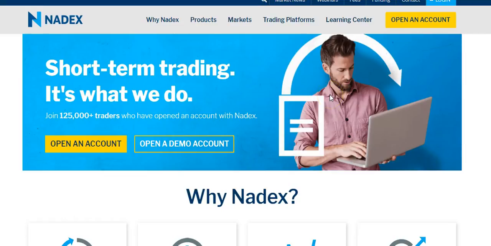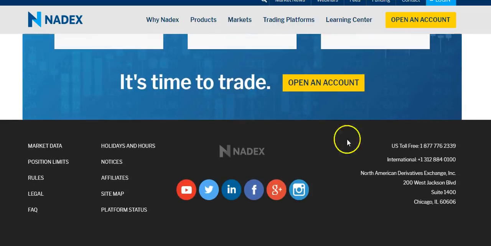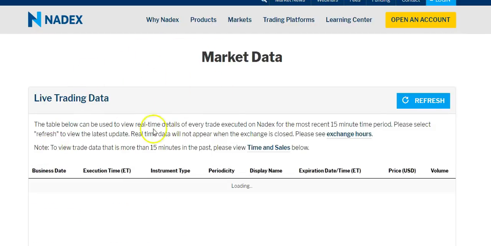In this video, I want to show you how to use the live market data that Nadex gives you for free to piggyback on some large volume traders here on Nadex. So I'm here on Nadex. If I scroll all the way down to the bottom of the page, click on market data there on the left, and you will see live trading data.